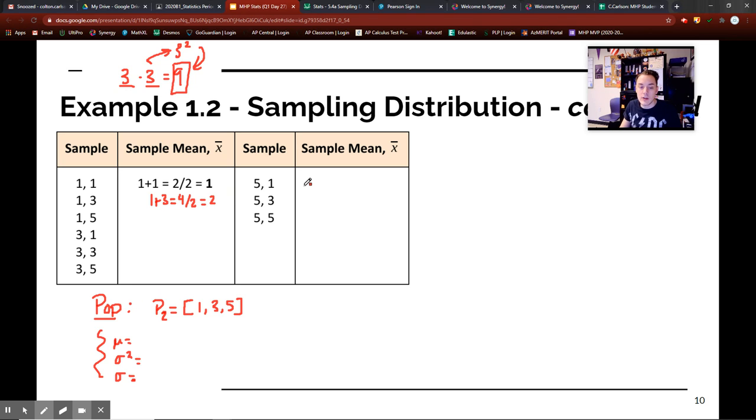Pause the video if you need to, and hopefully we'll get the same thing. Find the means of this. Add them up, divide by 2. Perfect. This is what you should get for your means.